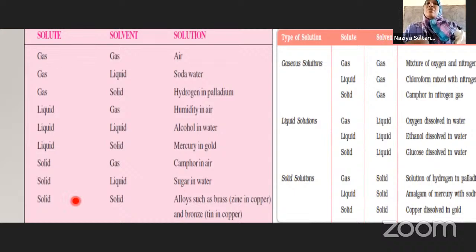Next, solid in the liquid. Best example, our tea, Boost, lemonade. We are just dissolving sugar in the water, right? Next, solid in solid. Example, alloys.